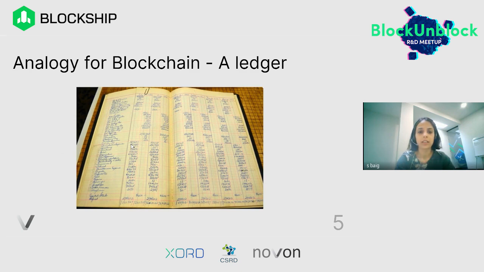And just like a page within the ledger book contains a list of transactions, similarly a block contains a list of transactions in the blockchain. And just like all the pages of a ledger book are bound together to form one ledger, similarly, all the blocks are chained together to form a blockchain. And this is what essentially a blockchain is: a database of transactions and ownership data.